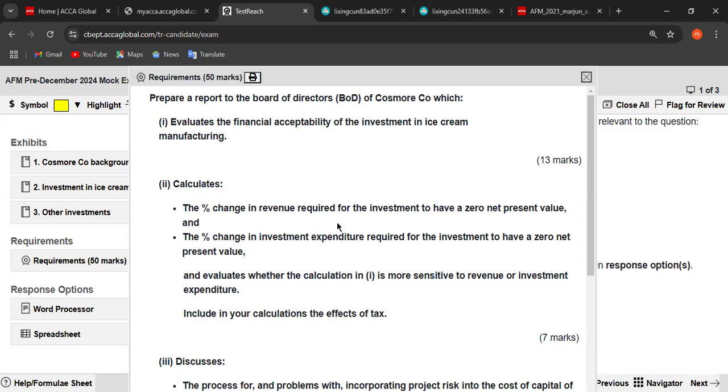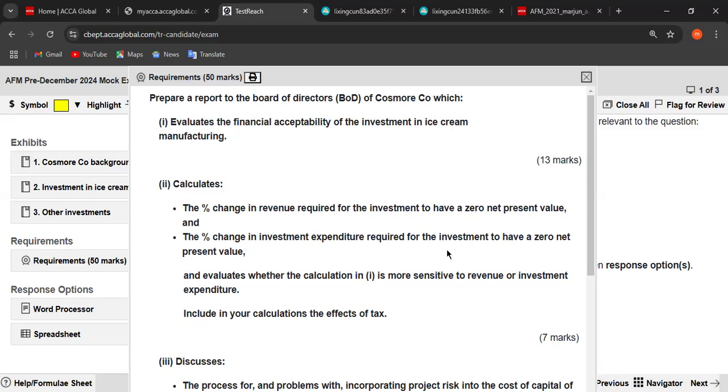So in the second part, we have to compute the sensitivity of the initial investment and evaluate whether the calculation in one is more sensitive to revenue or investment expenditure. So when we have computed both of them, we have to tell which is the most sensitive and which is the least sensitive. And then include in your calculations the effects of tax as well.